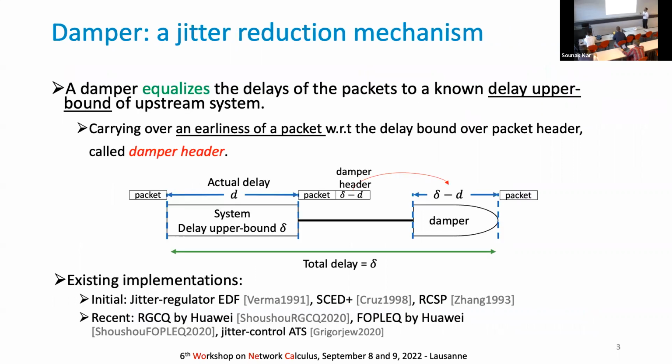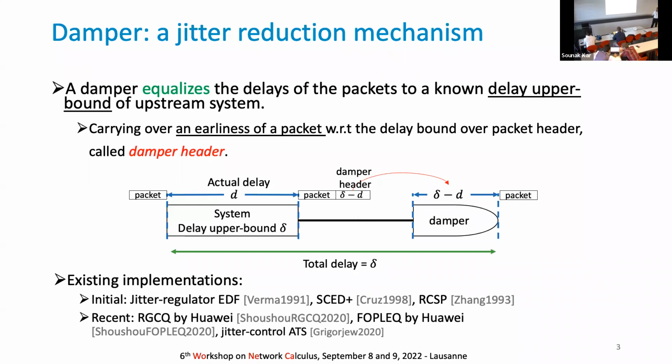So here we would like to talk about dampers as a jitter reduction mechanism. What a damper is actually doing is it equalizes delay for the packet to be equal to the delay bound of the upstream system. So let's consider a simple example where we have a system with a known delay bound, and then the packet experiences some delay within the system. The earliness of this packet with respect to the delay bound, which is the difference between the two, is computed and added to the packet header, the field that we refer to as the damper header.